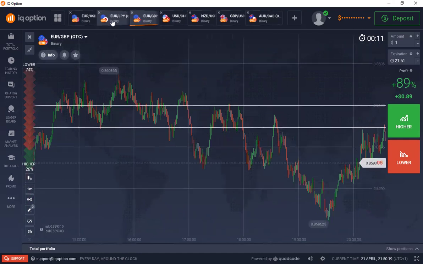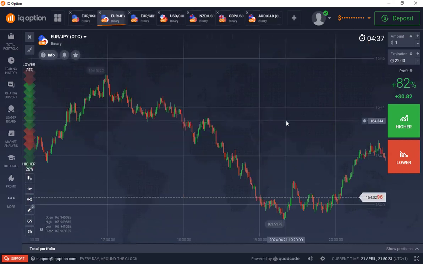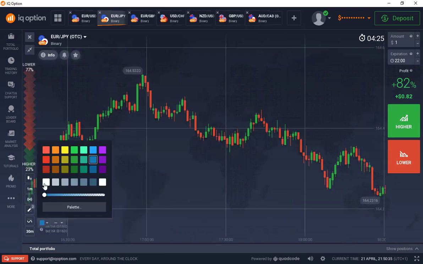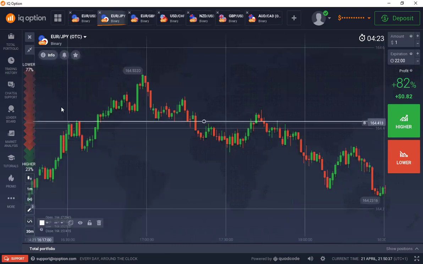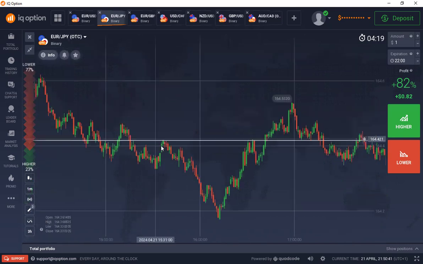Let's see another example. Okay, now take a look at this. So here we have a significant SNR. You can see resistance. Okay, you see support right here.